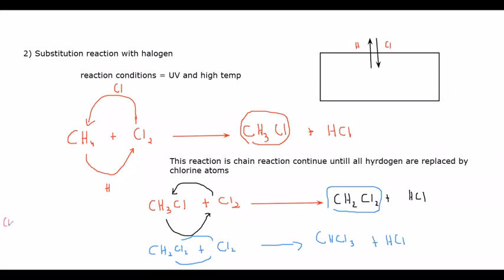CHCl3 reacted with another chlorine molecule. One chlorine will enter and one hydrogen will be replaced, so it will become CCl4 plus HCl. So you can see the reaction continues until all of the hydrogen are replaced by chlorine atoms.